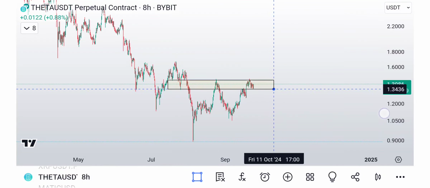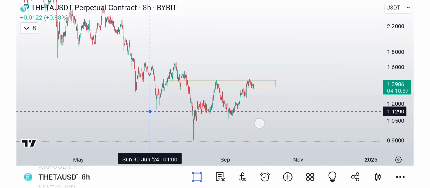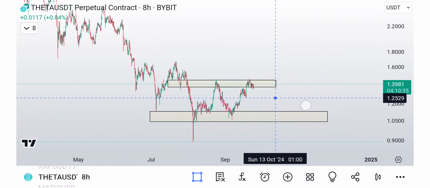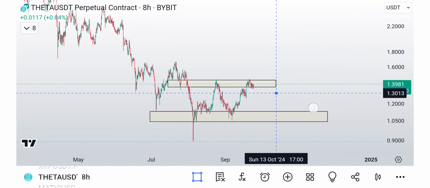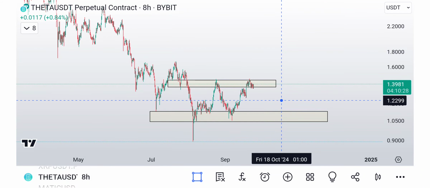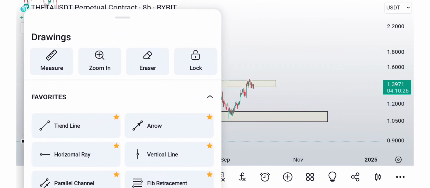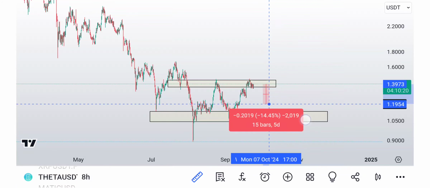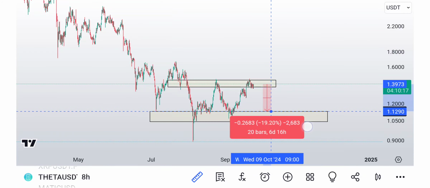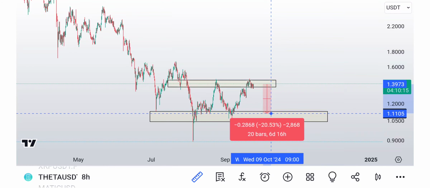So we have to look at it: we're at the top of the range here. Here's the bottom of the range, right? So we have to respect that. As long as we're in this range, this is part of the bottoming process. So we could actually, guys, we're right here at about, what, $1.40, say? $1.39. Let's say we dump down 20%. If Theta fell all the way down 20%, it's still bullish.